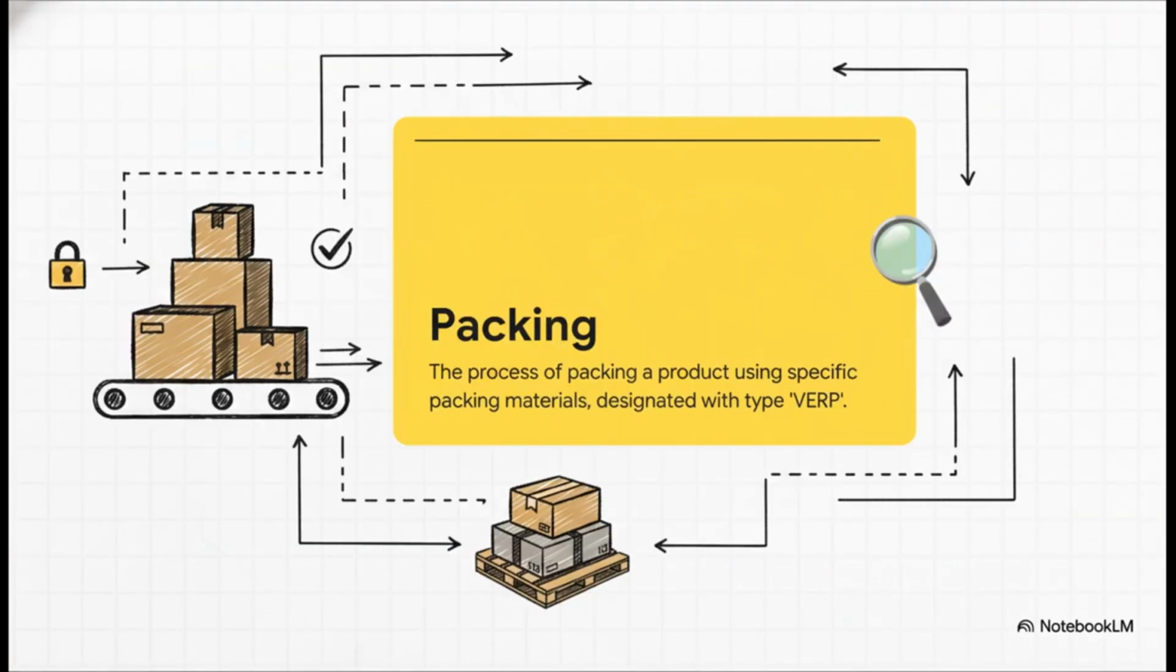All right, once the items are picked, it's time for packing. And in SAP, this is way more than just tossing stuff in a box. The system needs to know exactly what items are packed into which container. It's so detailed that it even has a special material code, VERP, just for packing materials like boxes and pallets. This way, a company can track its inventory of boxes just as carefully as it tracks the products inside them.